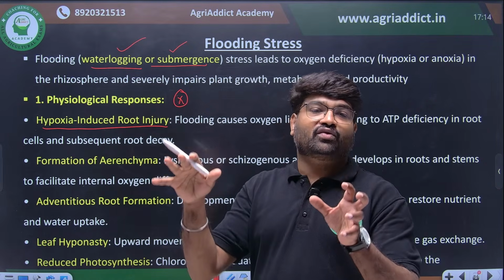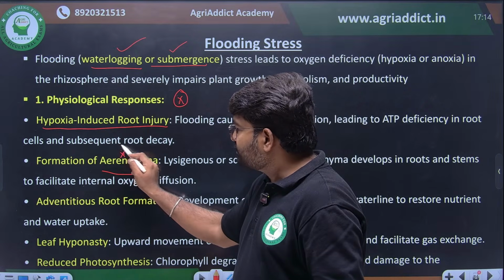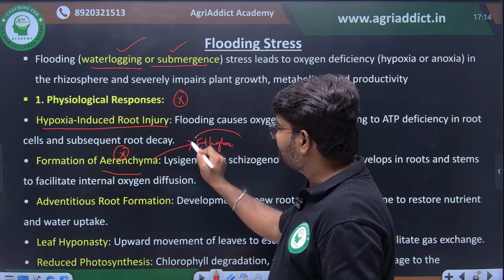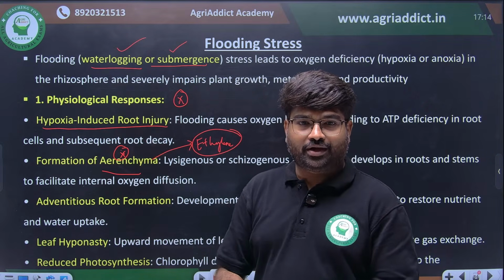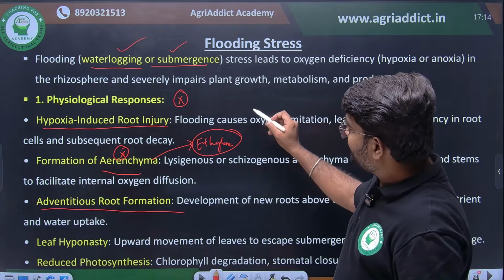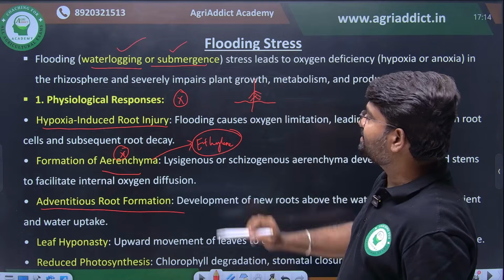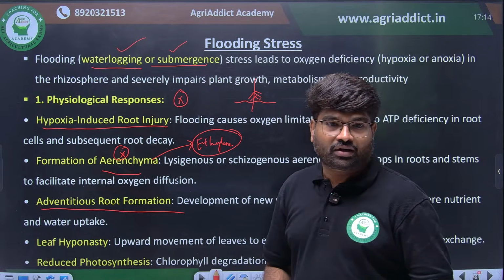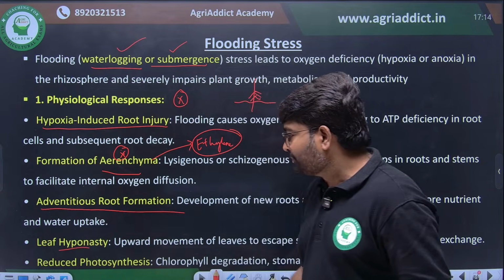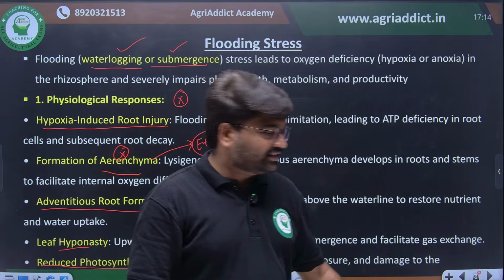That will lead to the formation of parenchyma tissues. This is very important: ethylene is primarily involved in this parenchyma tissue formation. This is also another important point you have to remember. Then advantageous root formation will be there. For example, this is a plant, this is the water level. Roots like prop roots will be formed above the water level. This also you have to remember. Then hyponasty will be there. Then reduced photosynthetic activity will be there. These are the major physiological responses.